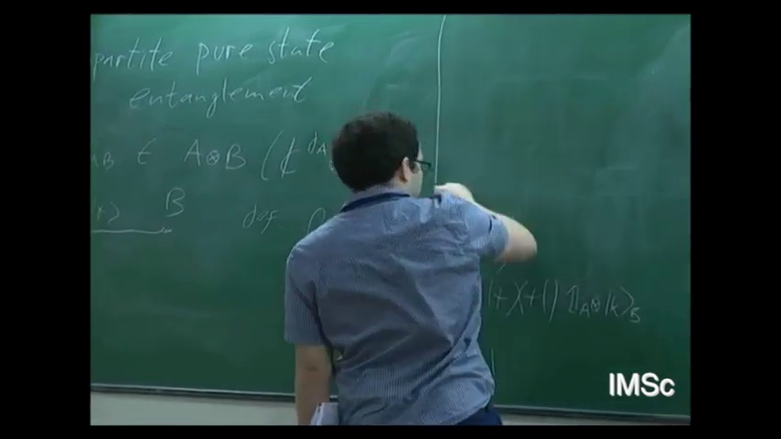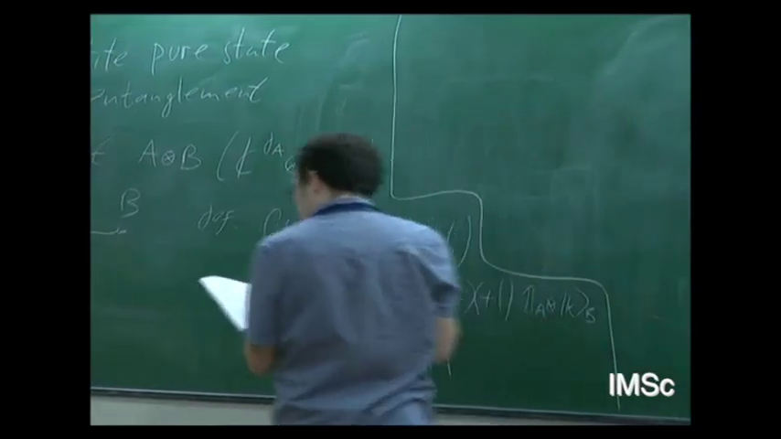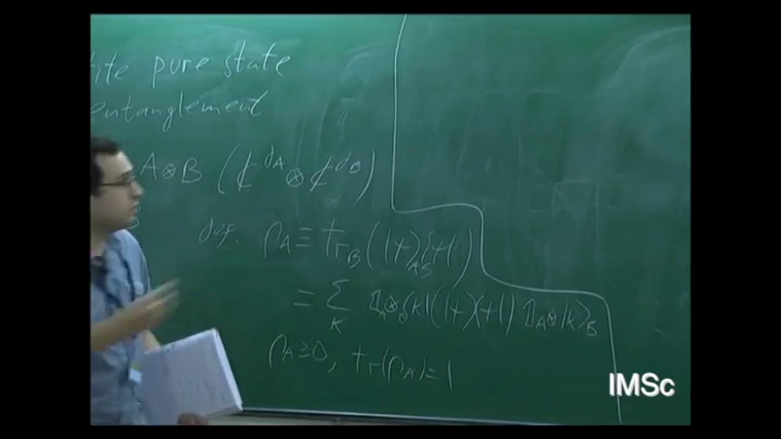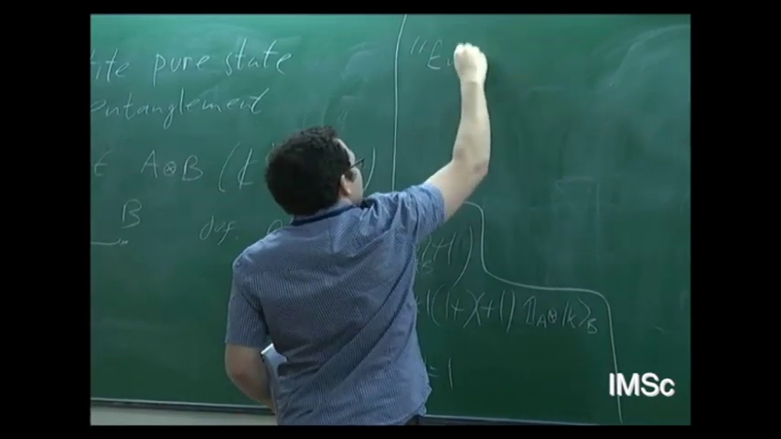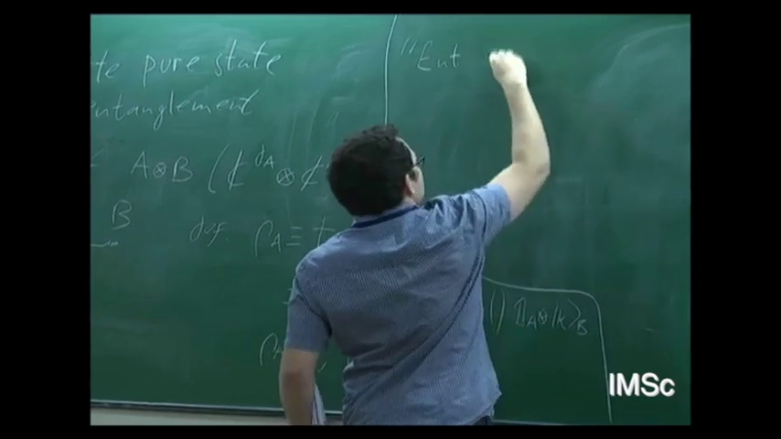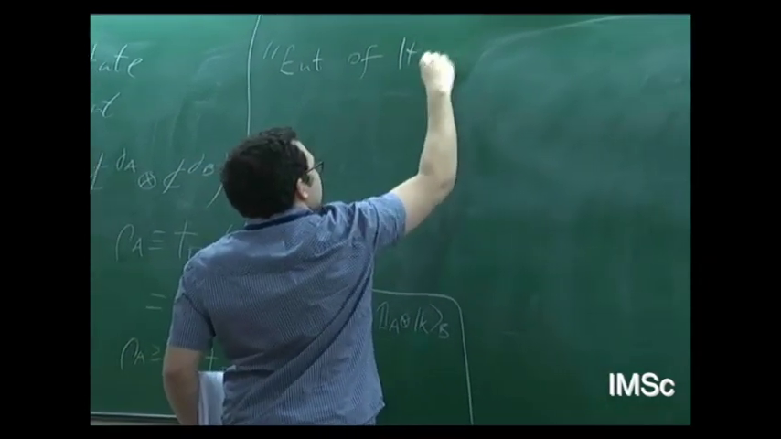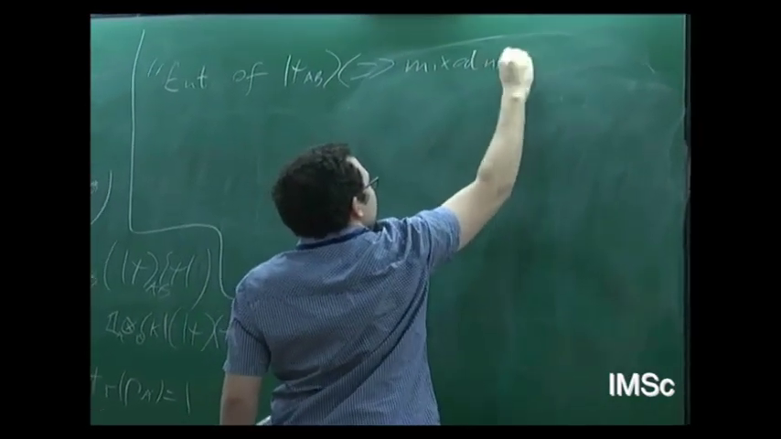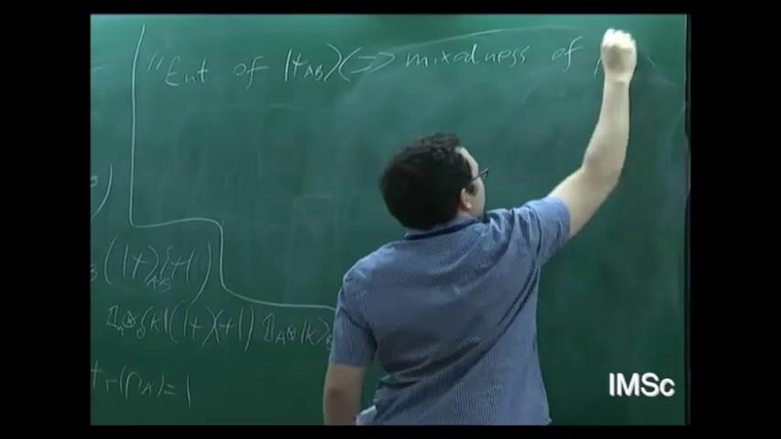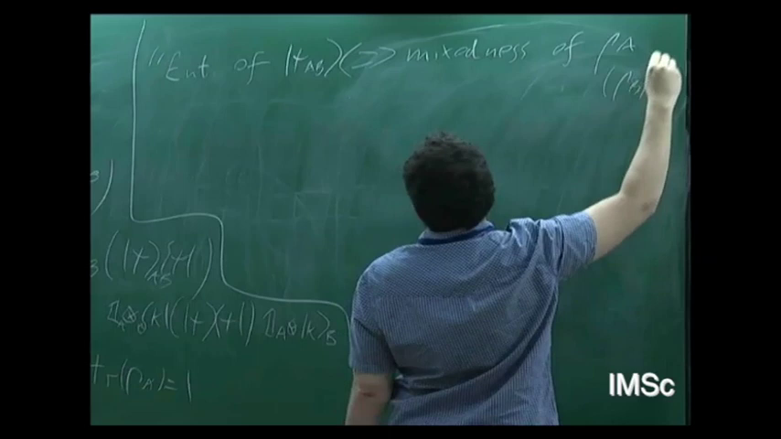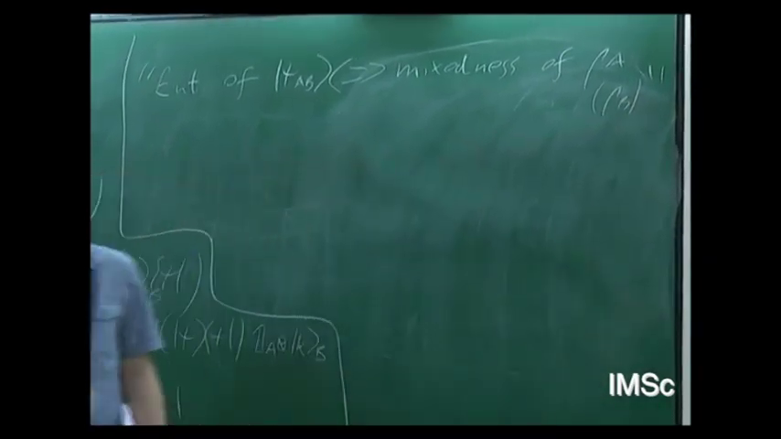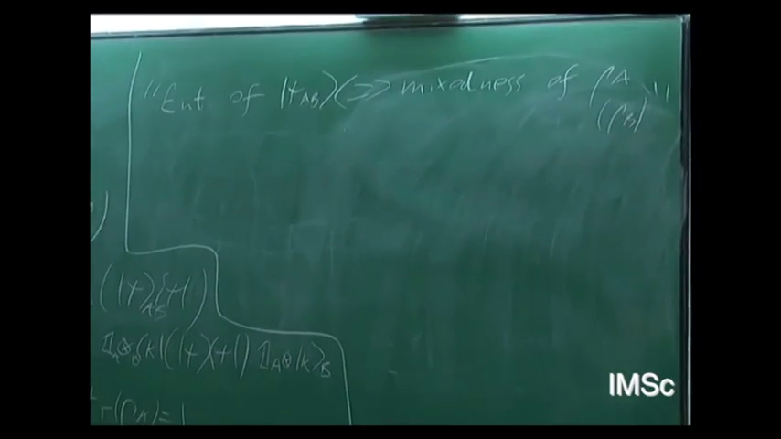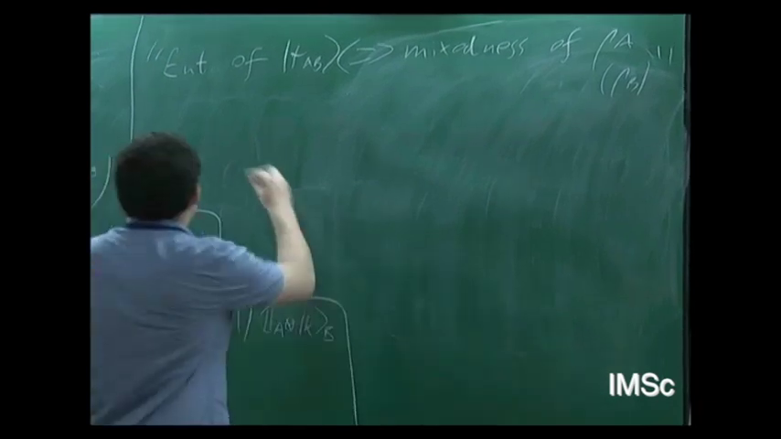And this is useful here because if you want to understand the entanglement of a pure bipartite state in words, we can just say that the entanglement of the state psi AB is equivalent to the mixedness, or to the entropy, of rho A. And we could use rho B as well. So it's very simple. If you want to understand how much they're entangled, we can just look at the entropy, how mixed rho A is.